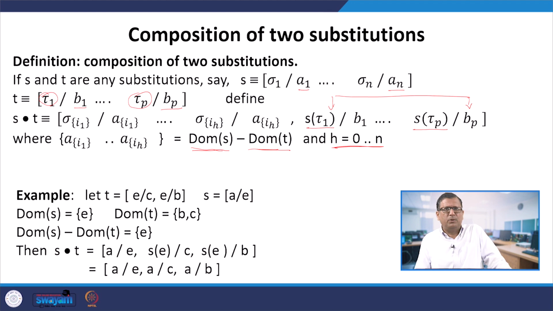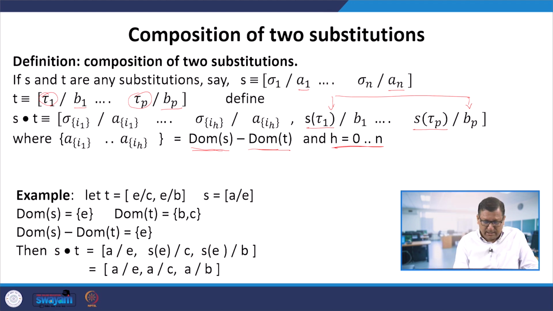This is the idea about composition of two substitutions. Let us see this example, which will make it clear. We have T as this and S is E replaced with A. Here the domain of S is E and the domain of T is B and C. So the domain of S minus the domain of T will be E, elements in S and not in T. So there are two parts. This is the first part, that is the domain of S minus the domain of T, so it will be only this part, and the T part will be the same.